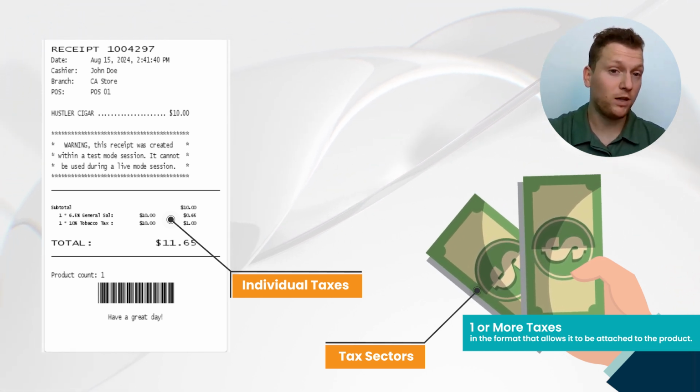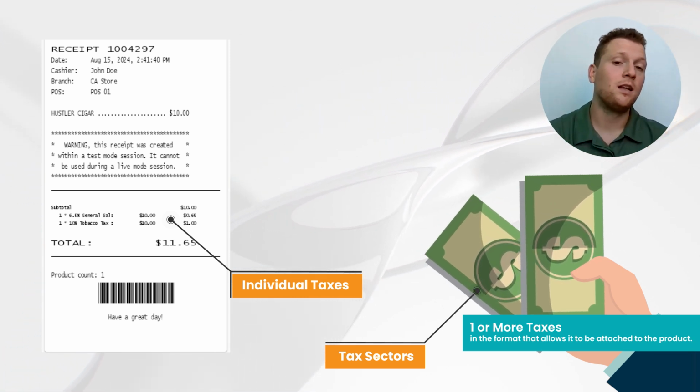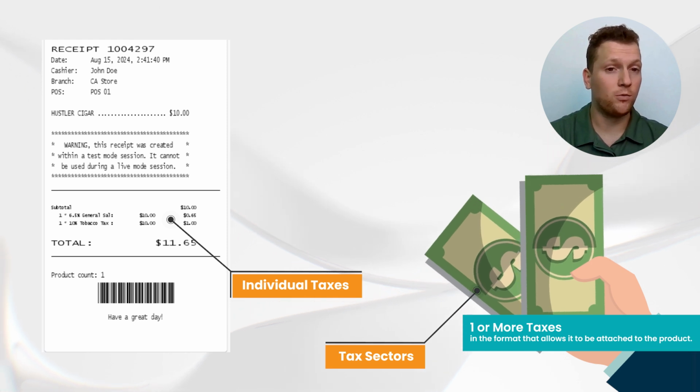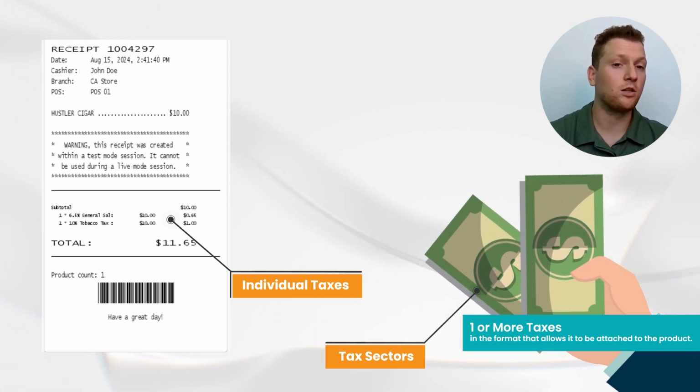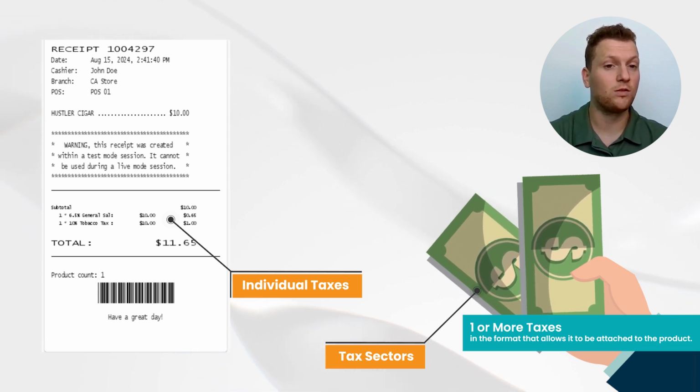We have tax-free, which would be an individual tax that is applied to the tax-free sector. So when we're selling a bottle of water, it tells the system, we're going to charge 0% on this one because it's a tax-free product. That way the system knows what it's charging in terms of taxes, because everything needs a tax sector.